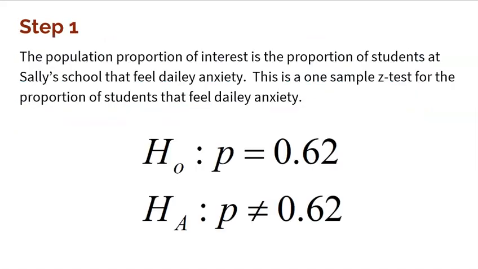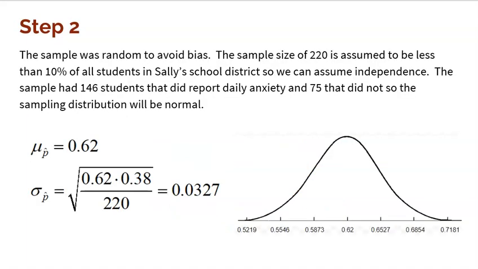All right, this is going to be a 1 sample z-test for the proportion of students that feel daily anxiety. She's going to go ahead with the null and believe that what she read is true. 62% is the true P. The alternative is she wonders, is her school different? Just simply not 62%. Step 2, build that sampling distribution on the assumption that 62% is true. Pretty easy to do there. Nothing hard there. Pause the video if you need to see that anymore.